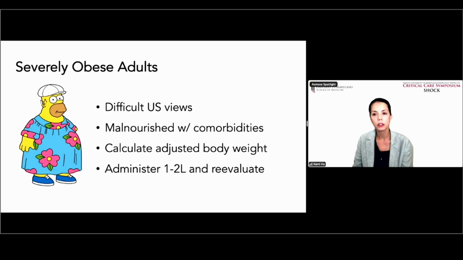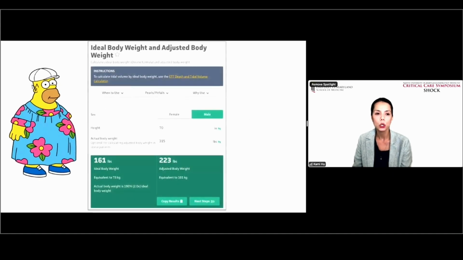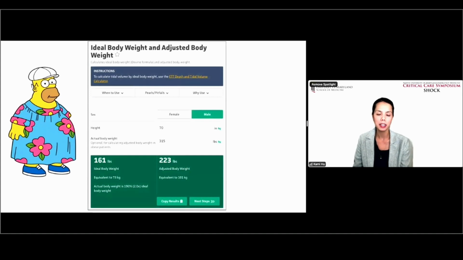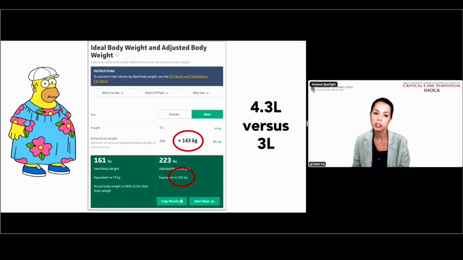So how do we calculate an adjusted body weight? Well, luckily, you don't have to do that. There's an MDCalc for that. And so you simply plug in their sex, their height, and their actual weight, and it will calculate over here in the left corner. It'll calculate an ideal body weight if you'd like, but it will calculate an adjusted body weight for you. So for Homer here, if you look, 315 pounds is about 143 kgs, as compared to an adjusted body weight of 101 kgs. And that's 4.3 liters versus 3 liters of fluid, which is not insignificant.